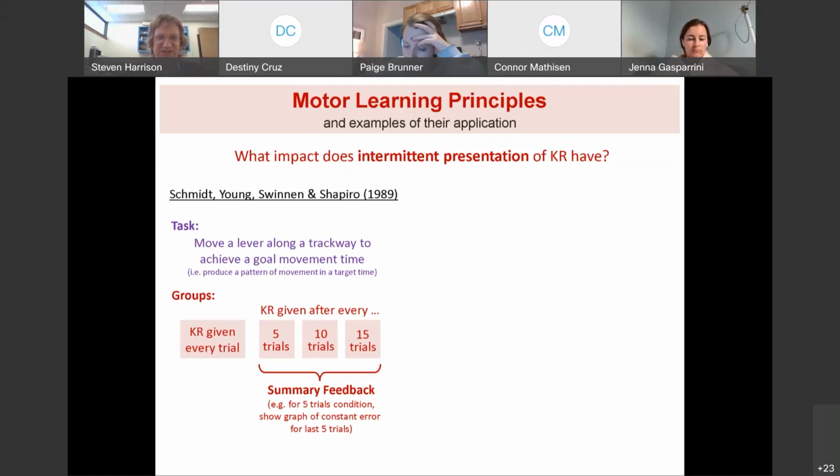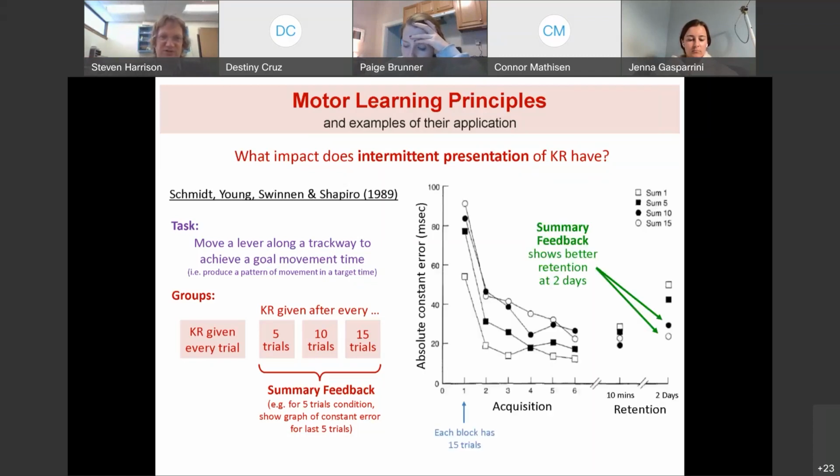And in the 10 trial case, you'll do 10 trials without feedback, and then you'll get feedback on how you did across those 10 trials. Okay, so here's some results. On the y-axis, we've got the absolute constant error. So the higher up you are in the graph, the worse you are. On the x-axis again, we've got the acquisition stage, and we've got the different blocks.